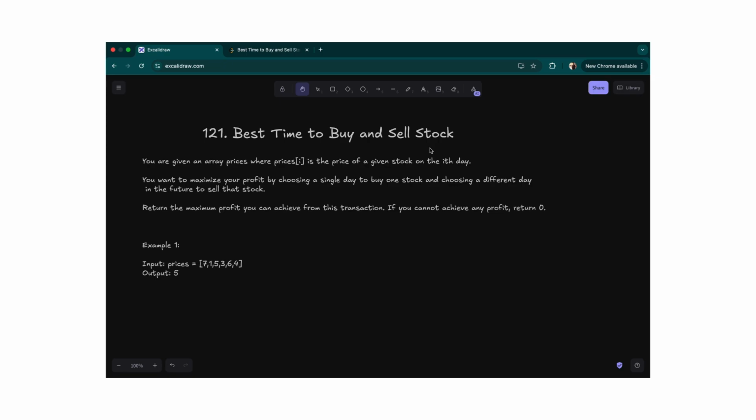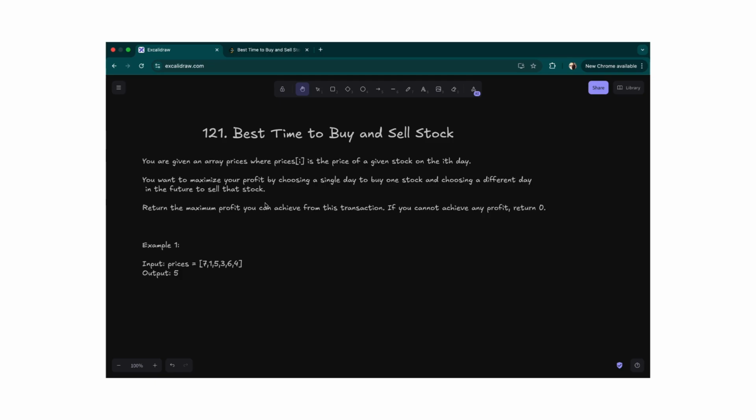Let's go through the problem statement to understand it with an example. We have been given an array prices where prices[i] is the price of a given stock on the ith day, okay? And we want to maximize our profit by choosing a single day to buy one stock and choosing a different day in the future to sell that stock, okay? And we have to return the maximum profit that we can achieve from this transaction. If we can't achieve any profit, we have to return 0.